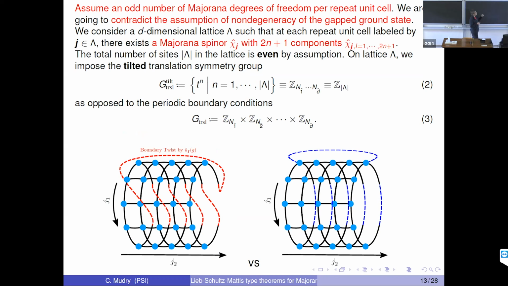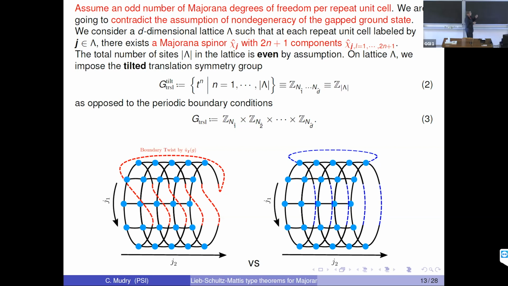I consider a D-dimensional lattice, and I use the boldface J for a site of my lattice Lambda. Every J labels a red rectangular box. There is a Majorana spinor with 2n+1 components. The Majorana spinor is chi_J, with index L running from 1 to 2n+1. That's the flavor, the color index, the internal index of my Majorana. By assumption, Lambda has even cardinality.